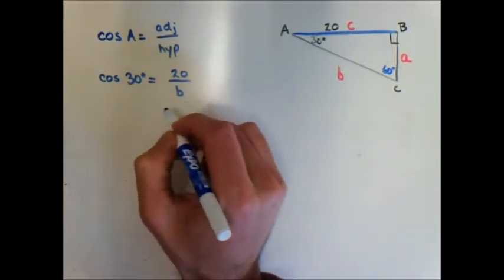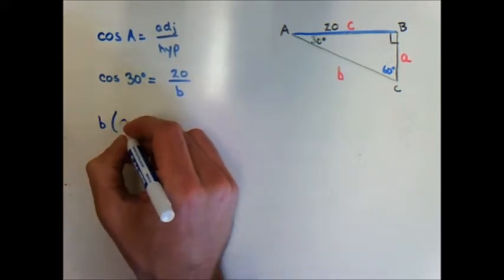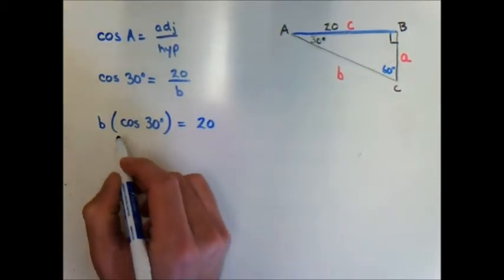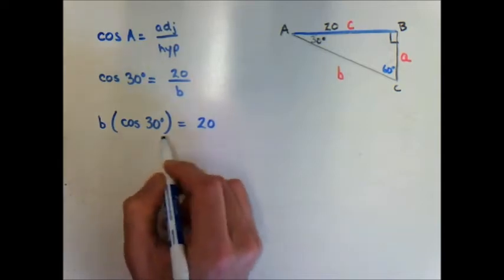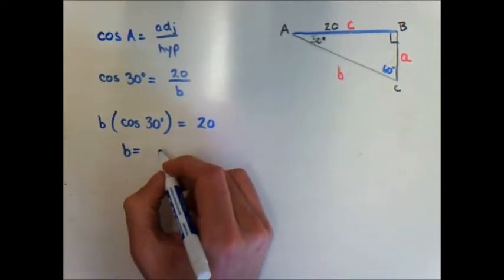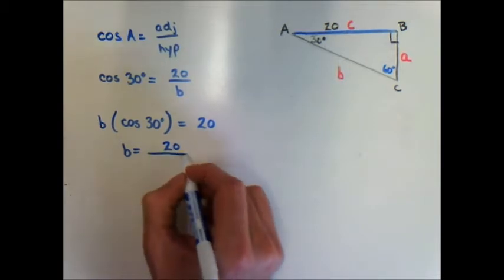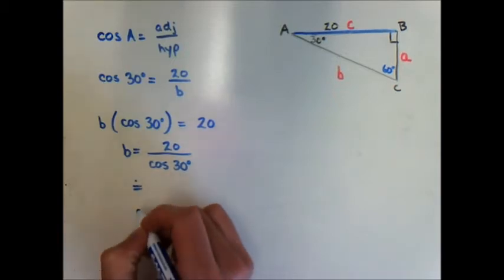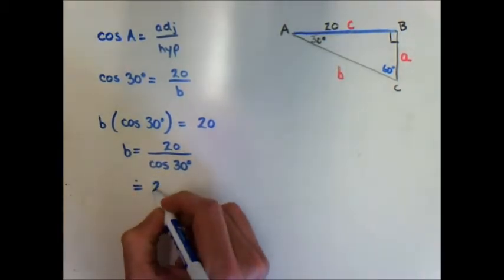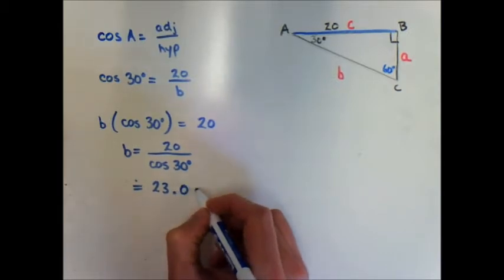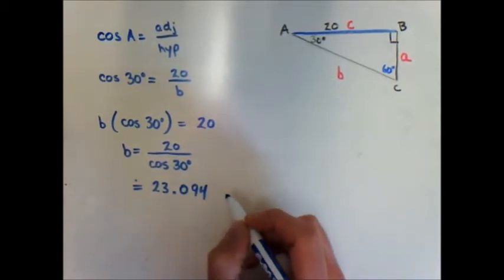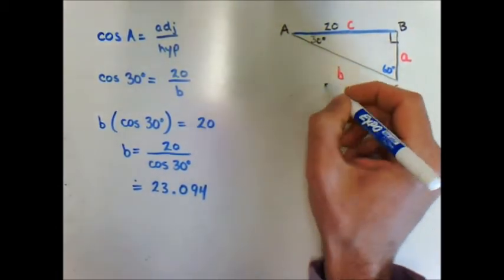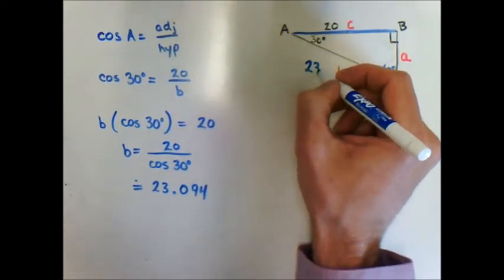I can multiply both sides by b, which will get me b times the cosine of 30 degrees is equal to 20. And then to get b by itself, I can divide both sides by the cosine of 30 degrees. So b is equal to 20 over the cosine of 30 degrees. In my calculator, that is approximately 23.094. So the measure of side b is approximately 23 units.